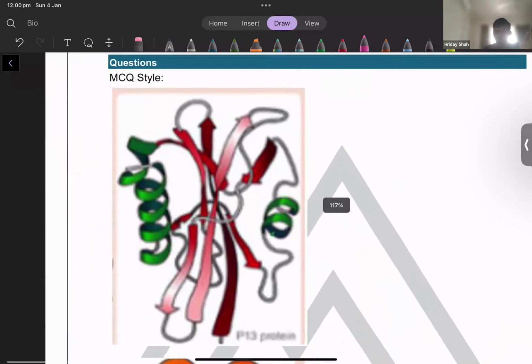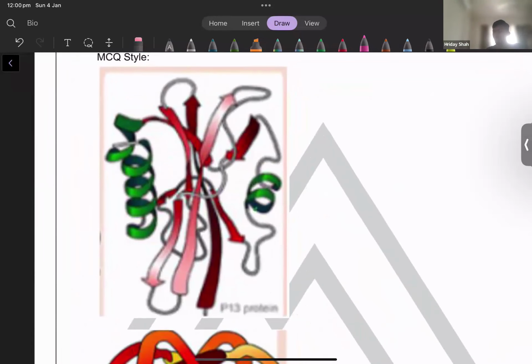This diagram here, but these are MCQ style questions. So basically A, B, C, D would be primary, secondary, tertiary, quaternary. If you're having a look at this diagram, what protein or where are we on the protein hierarchy? Is it tertiary, third one? Yeah. And what do we see that makes it tertiary?